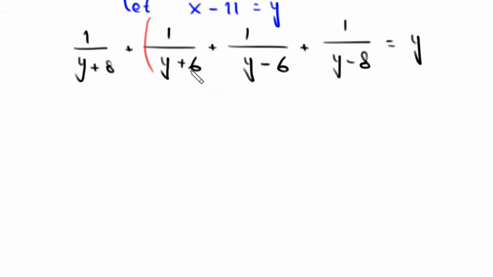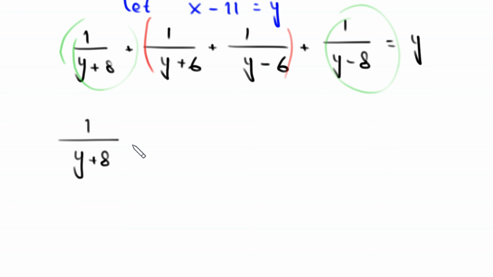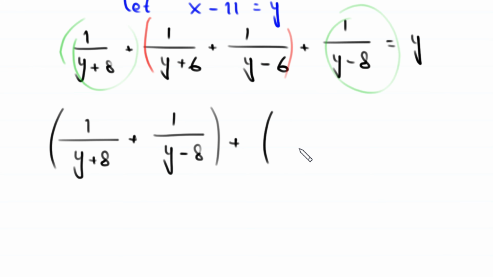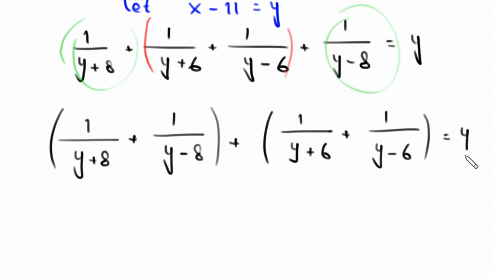We group these two terms and we group these two terms. So this will become 1 over y plus 8 plus 1 over y minus 8. We use parentheses to make this a group, and in the second group we write 1 over y plus 6 plus 1 over y minus 6 equal to y.